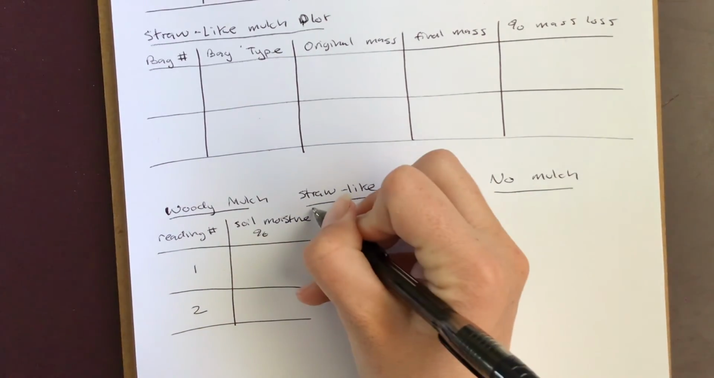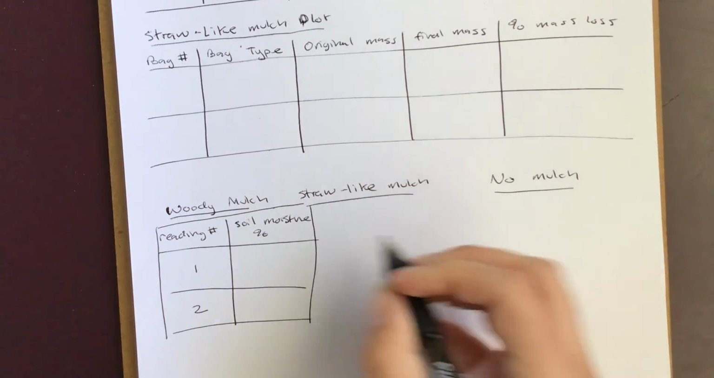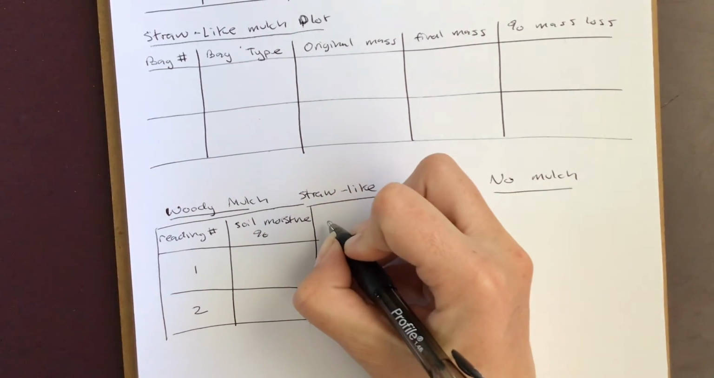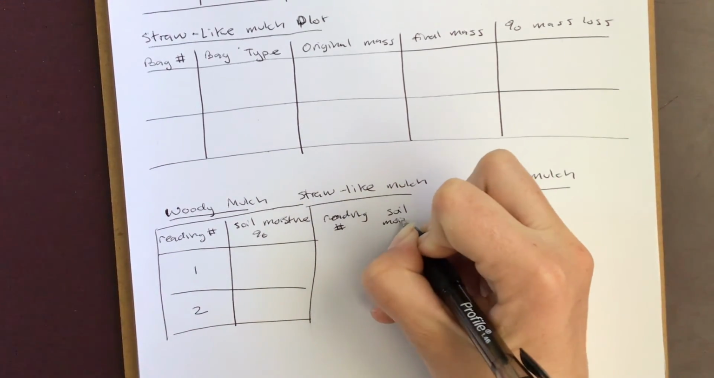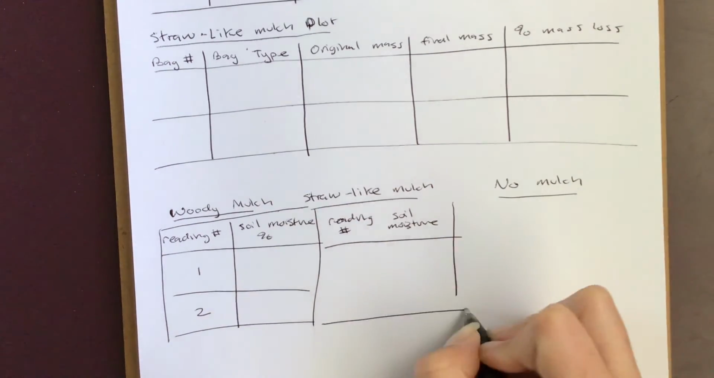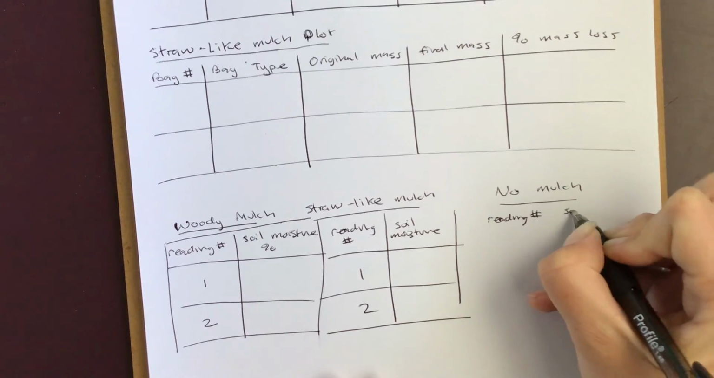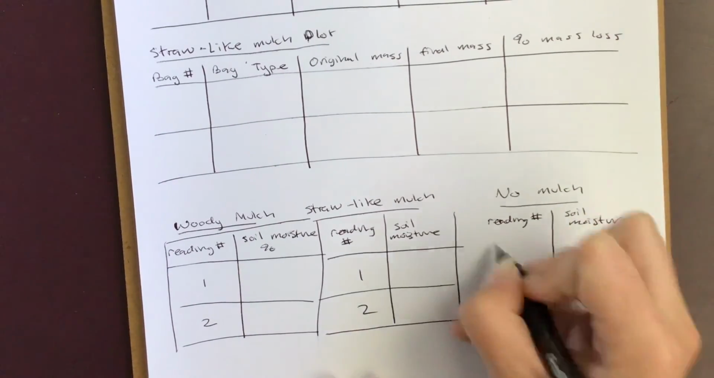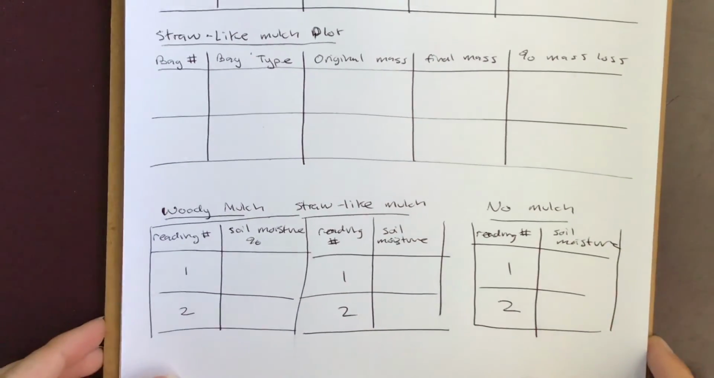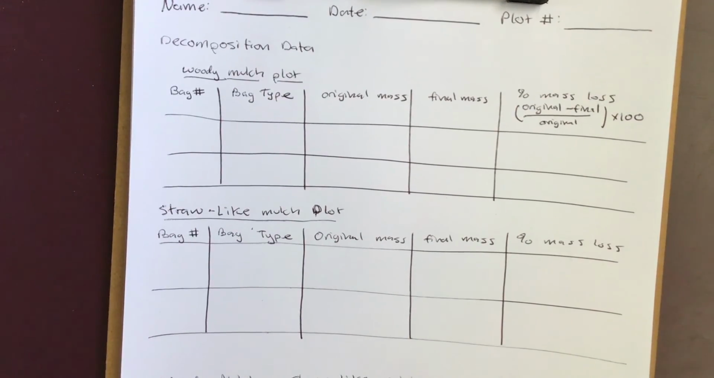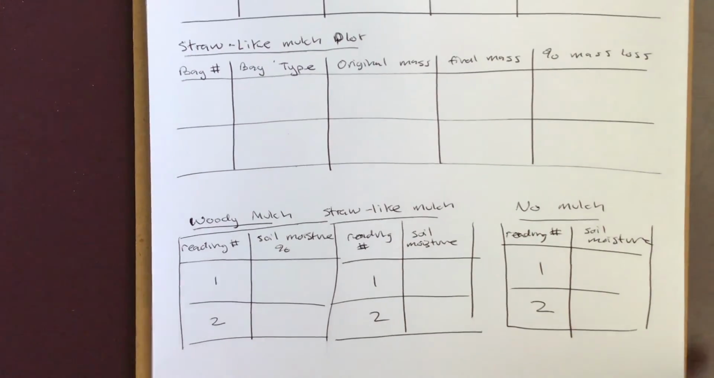And you're just going to duplicate that for each of the different plots. So 1 for woody, 1 for straw-like, 1 for no mulch. I'll do that real quick. All right, now you are ready to record the mass of 4 different mulch bags and 6 different soil moisture readings.